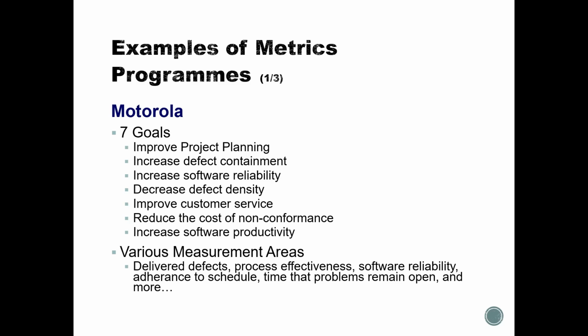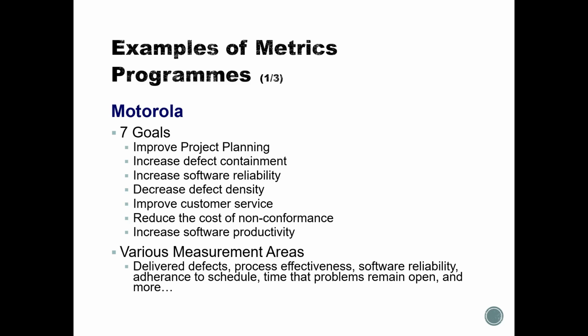So there's also a couple of larger companies as an example here. For example, what Motorola, a huge mobile telecom company, did, or what sort of things they do. Well, they use their own metrics programs for 7 goals. It's nothing really interesting: improve project planning, decrease defect containment, increase software reliability, decrease defect density, these sort of things.